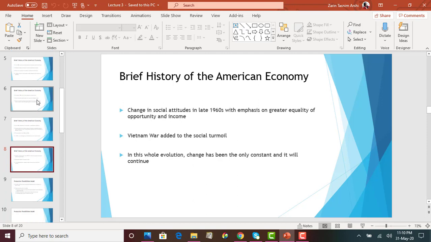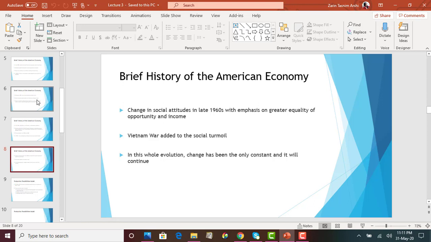Then in the 1960s, we had social attitude changes. People believed in greater equality and greater income. A lot of laws were passed, for African Americans, for women, and we started to believe that all men are equal, and that had a great impact on how jobs are available and what the income should be. The Vietnam War added certain turmoils, and in the whole evolution, change has only been constant.